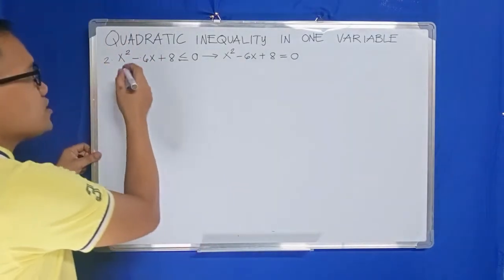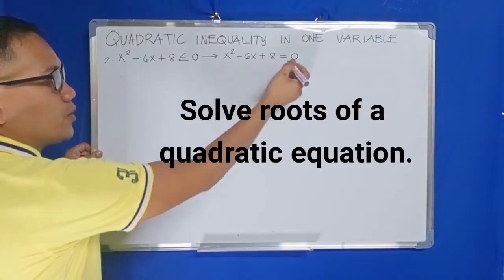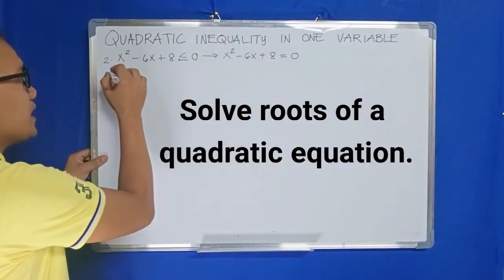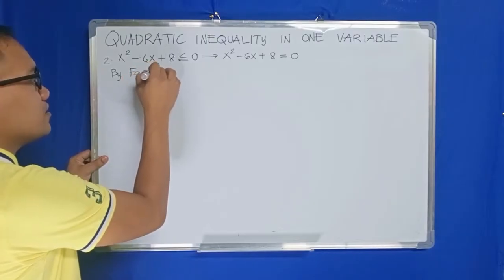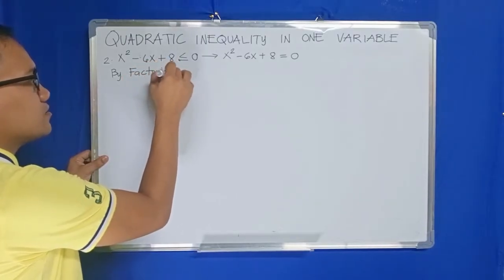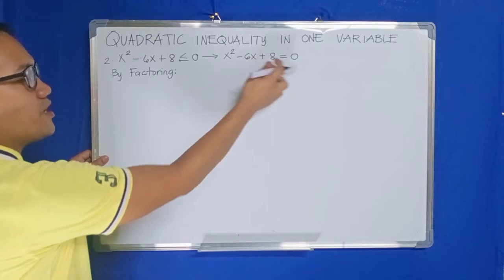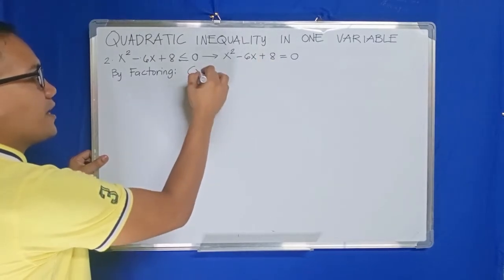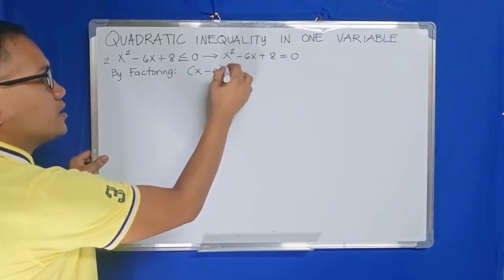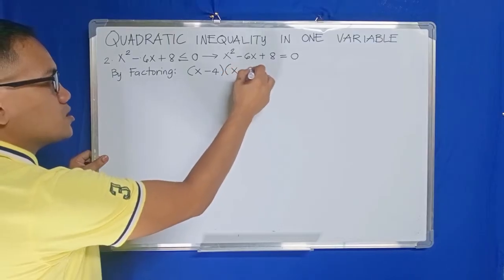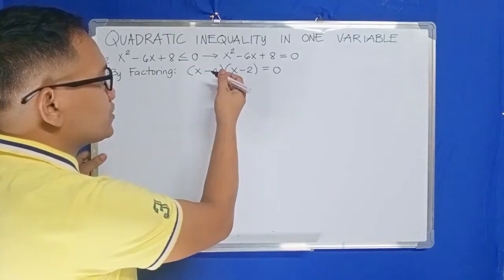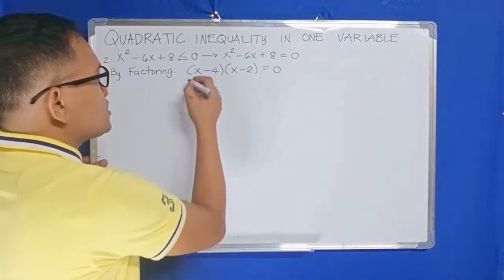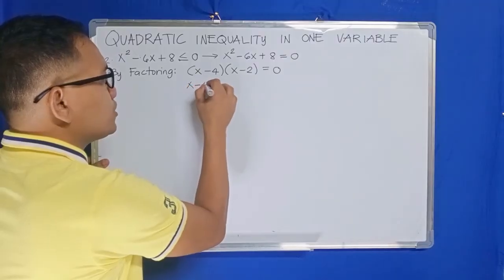Second, we will solve for the roots of our quadratic equation. In this case, allow me to utilize factoring. So by factoring, the possible factors of this trinomial would be the quantity x minus 4 times the quantity x minus 2 equals 0. Then we will solve for the roots using the zero product property. So we will set each factor equal to 0.